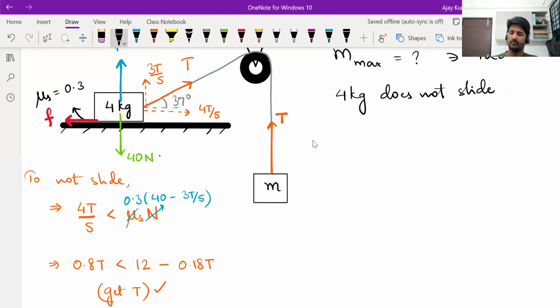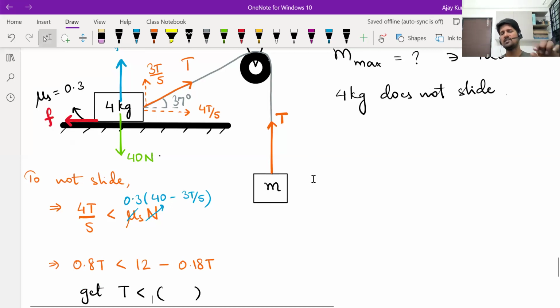You are asked to calculate the maximum mass m such that the block does not slide. Now here, you actually get an inequality. You will get T less than some value. That means you know the maximum tension which can be generated in the string. And now tell me what generates tension in the string? What creates tension in the string connecting the blocks? Why is tension arising in that string at all? Or basically, what is the main force trying to make this system move?